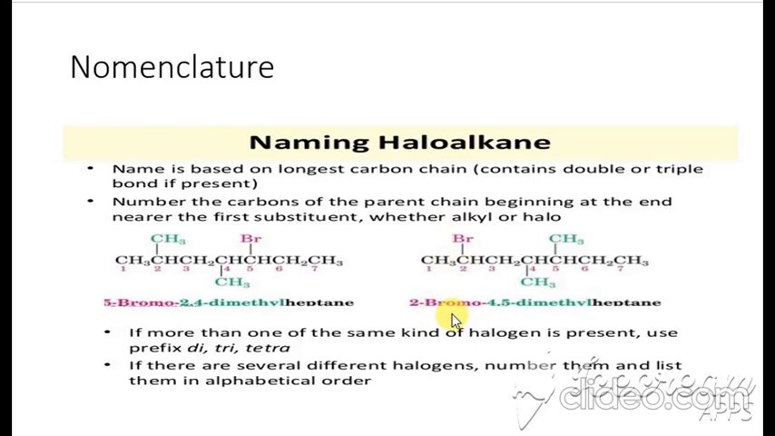So the answer is very same. You have to write 2 bromo. You are going to give preference to the halogen or a functional group. Other methods are same. 4 and 5 substituents, 4, 5 dimethyl. Of course, there are 2 methyl, so you have to give the di, tri, anything else. So the name is 2 bromo 4, 5 dimethyl heptane. All other rules are the same.